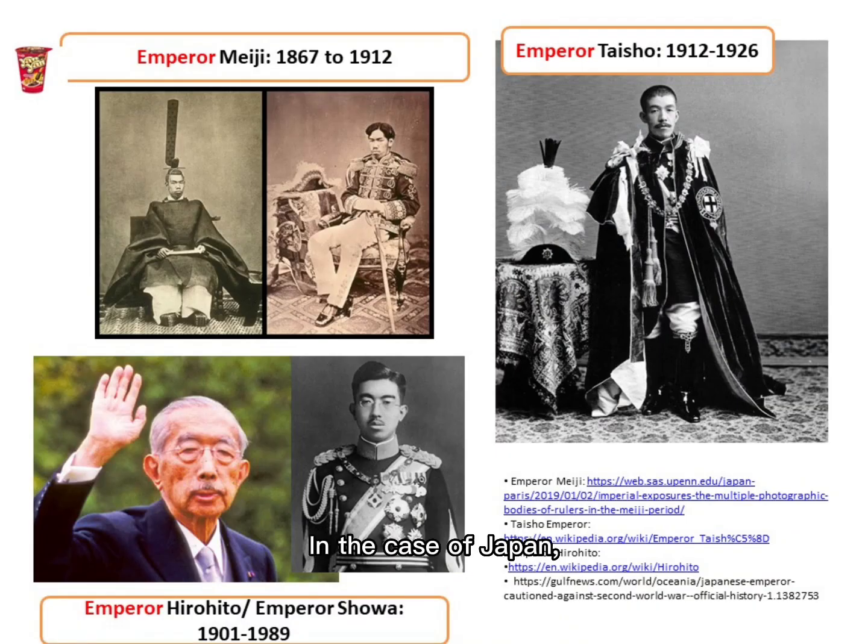In the case of Japan, the period that you are studying will involve Emperor Meiji and his son, Emperor Taisho, and Emperor Hirohito in the 1930s. Emperor Hirohito will be the main person that we will need to know if we study events in the 1930s.